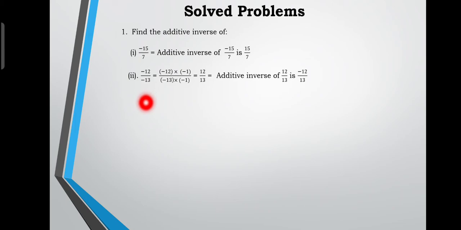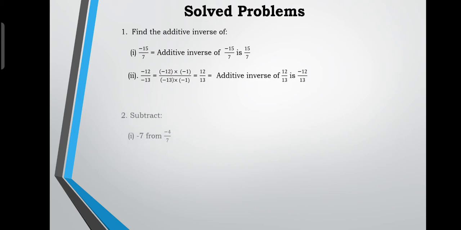So I told already, in a rational number the denominator should not be negative. The denominator has to be changed into positive. After that you can find the additive inverse. So minus 12 into minus 1, minus 13 into minus 1. If you are multiplying, minus into minus is plus: 12 and 13. Now we can write the additive inverse of 12 by 13 is minus 12 by 13. Have you understood, children, how to find the additive inverse?